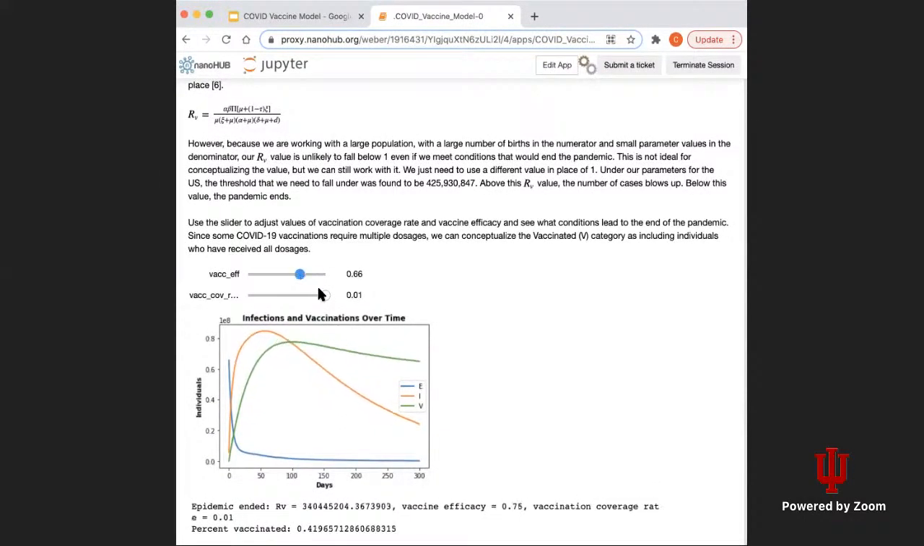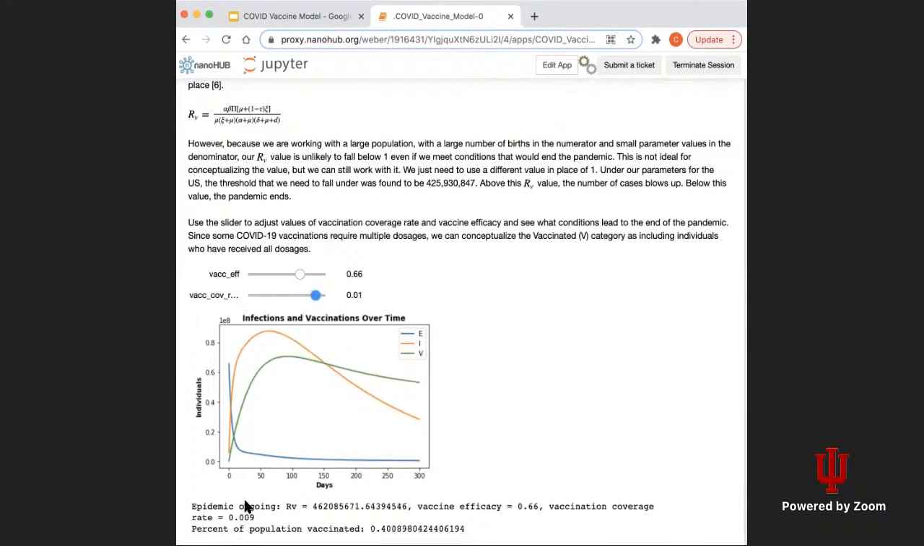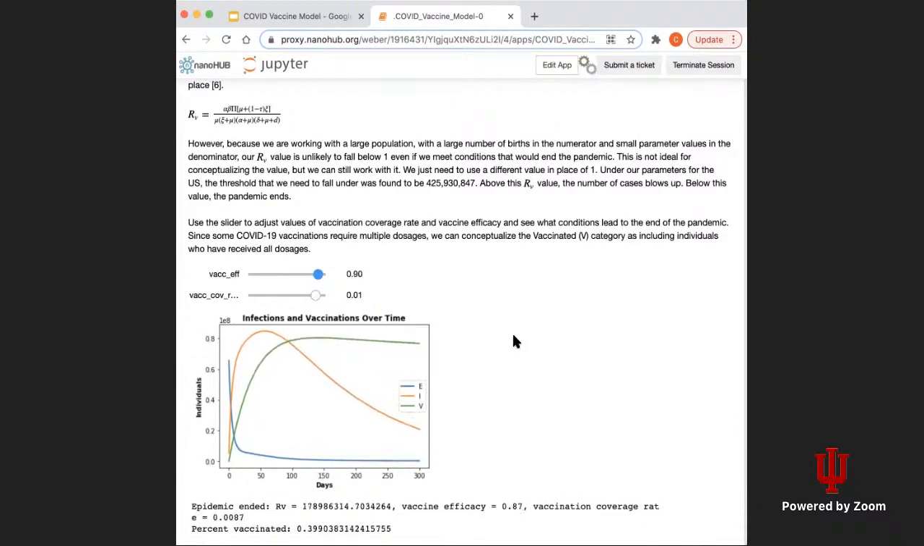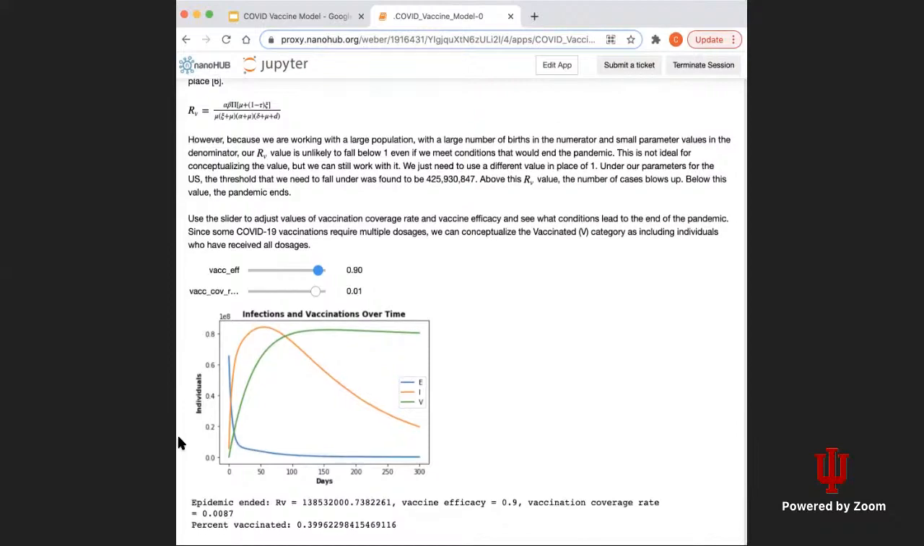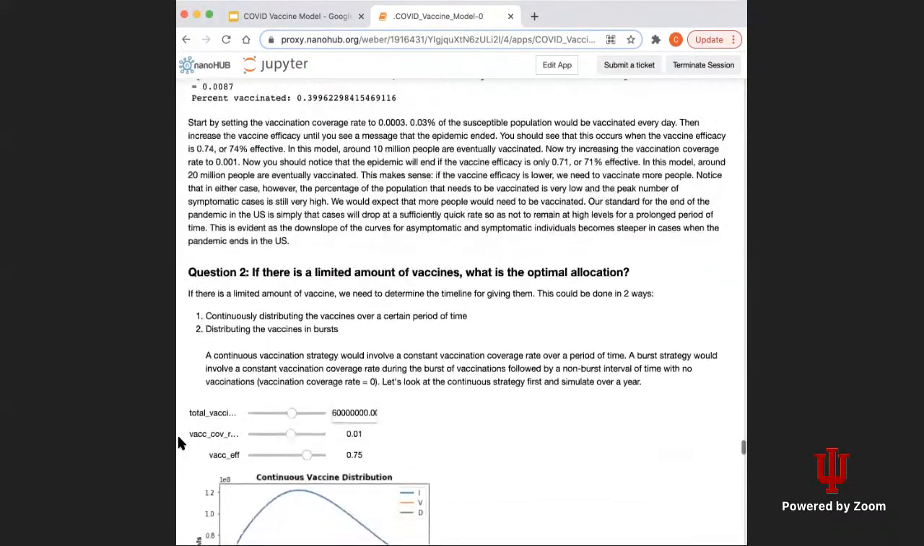And it allows you to play with vaccine efficacy and vaccine coverage rate until, as you can see, it says epidemic ongoing or epidemic ended. So I think that's a good way for the user to understand the actual values of the parameters and how they affect the overall efficacy of the viral infection itself.